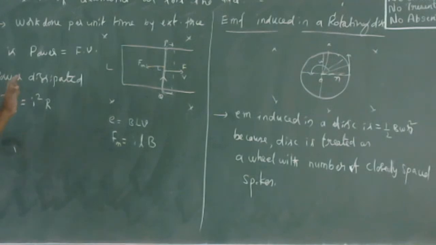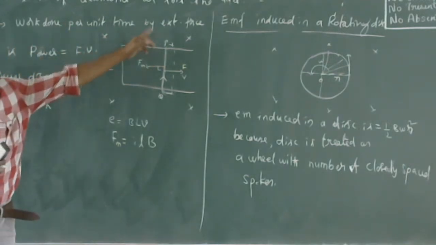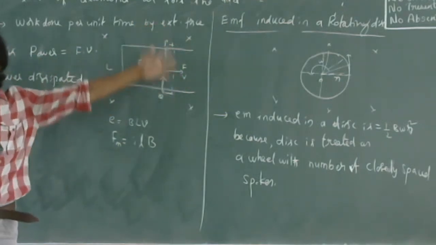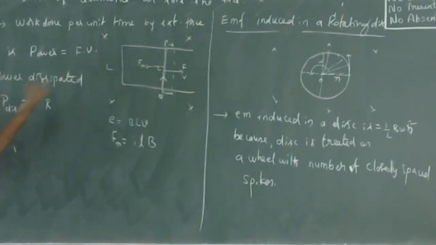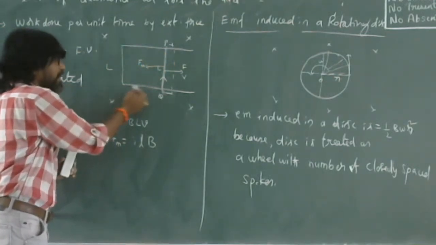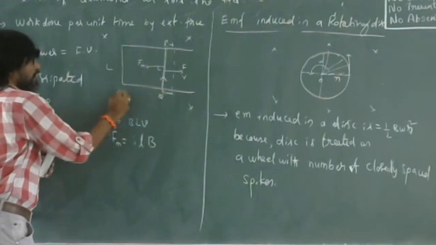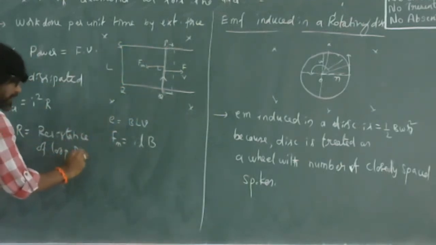So here you can say the work done per unit time by the external force in moving the wire or removable rod is force times velocity, whereas the power dissipated in terms of induced current, if the entire loop PQRS has a resistance R, you can write as I squared R, where R is the resistance of the loop.